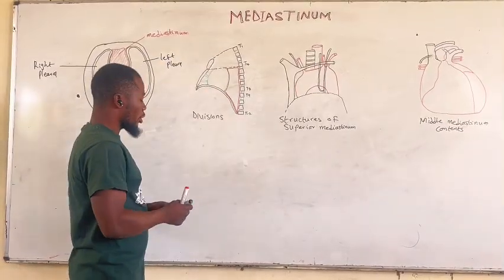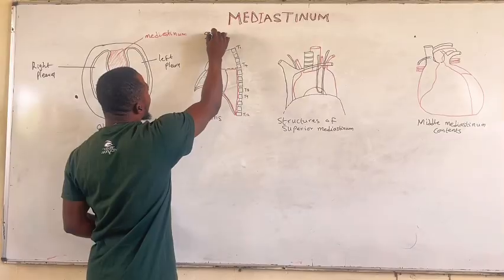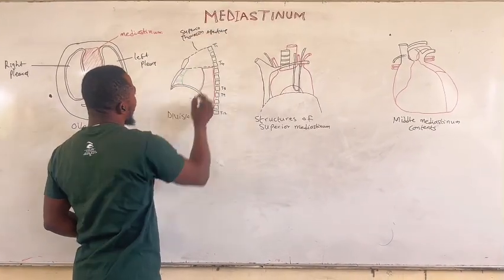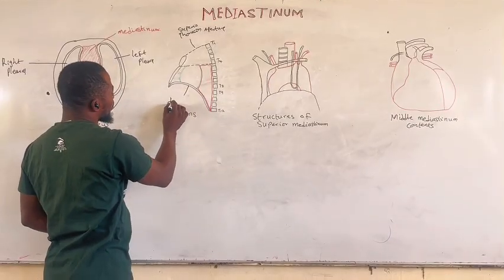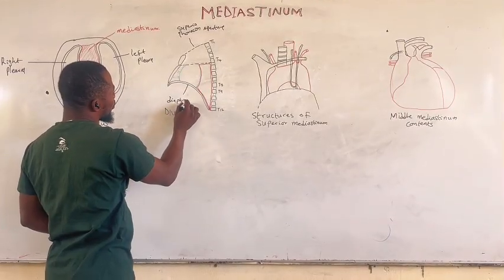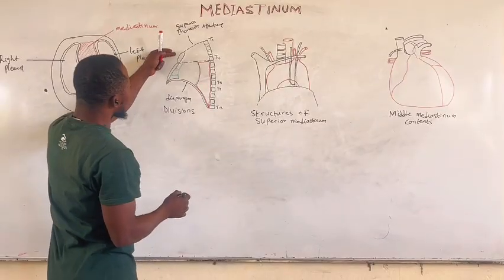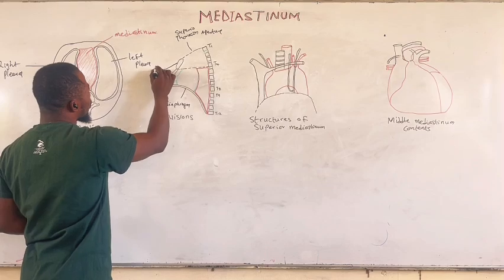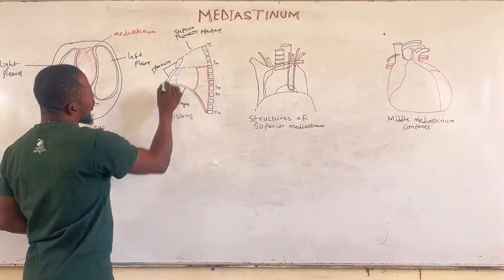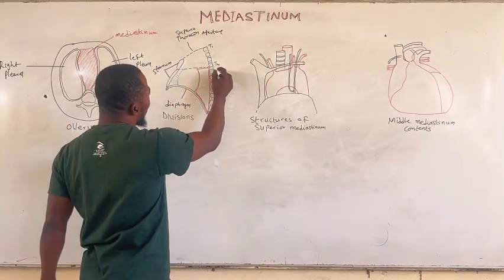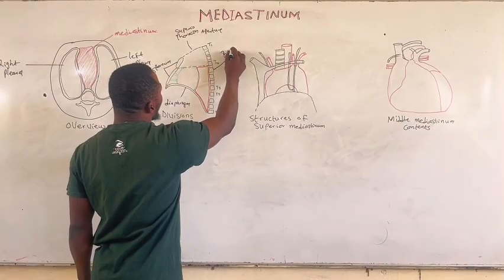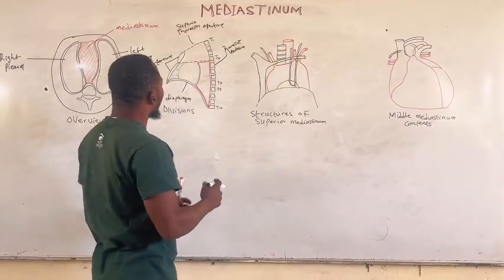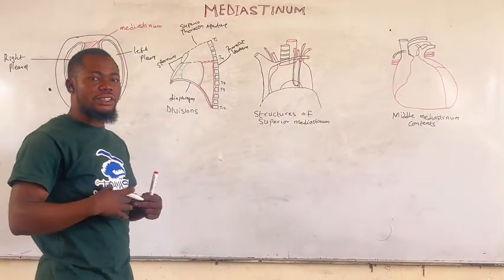Superiorly here, there is the superior thoracic aperture. Inferiorly here is our diaphragm. Now, anteriorly it is bounded by the sternum, and posteriorly it is bounded by the thoracic vertebra. And at the lateral aspect, it is bounded by the mediastinal pleura.